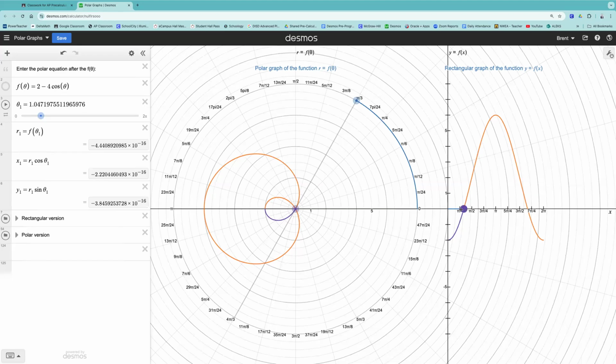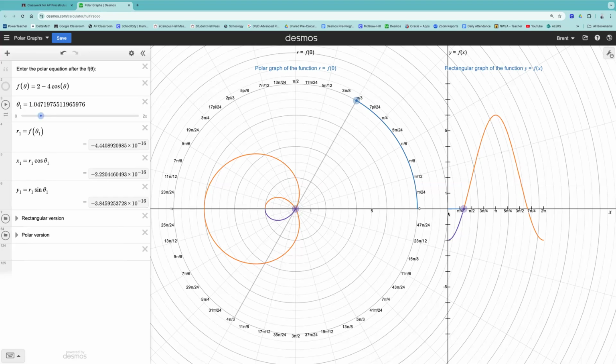Anytime we hit the x-axis on a rectangular graph, that corresponds to hitting the origin on the polar graph. They call it the pole. It hits the pole whenever you hit a 0. So a 0 becomes an intersection with the pole. Make sense? Okay, hopefully you catch that today.